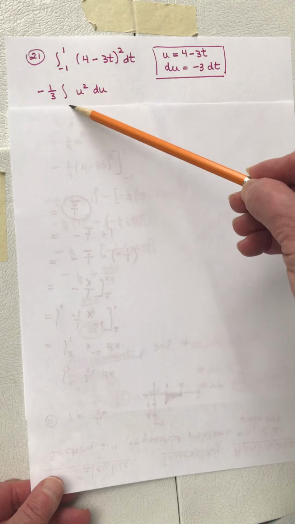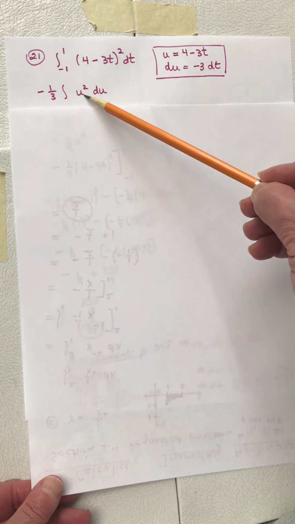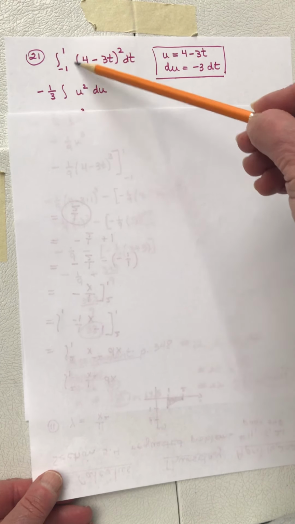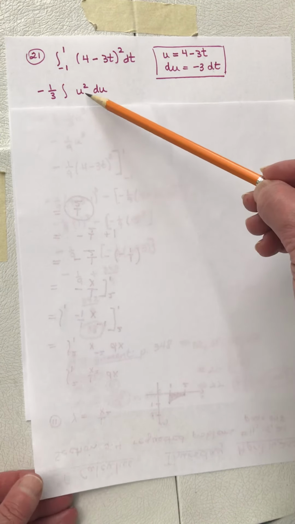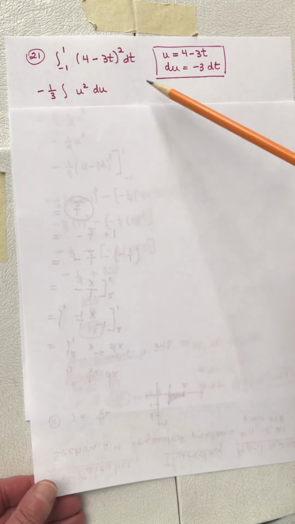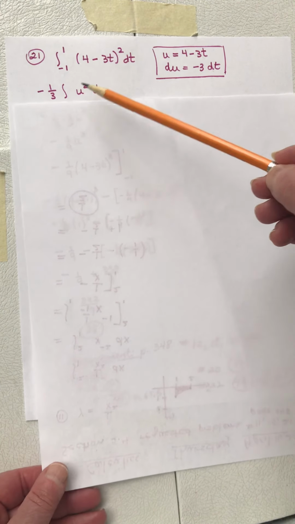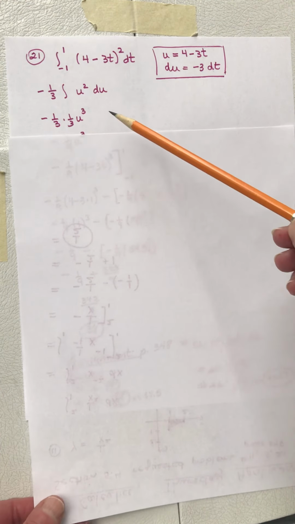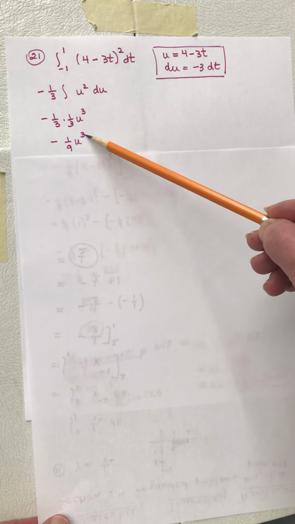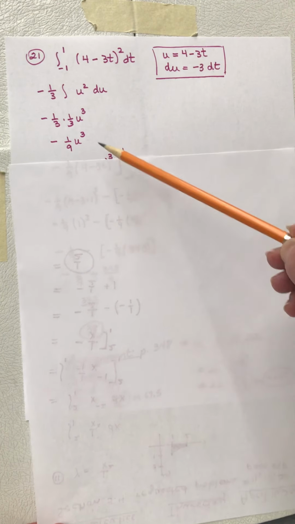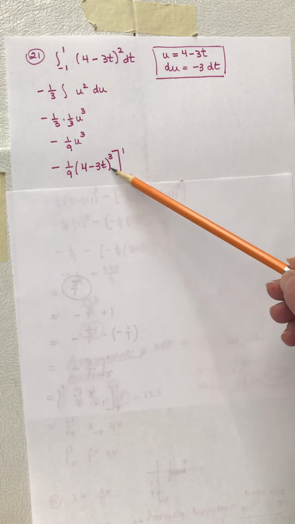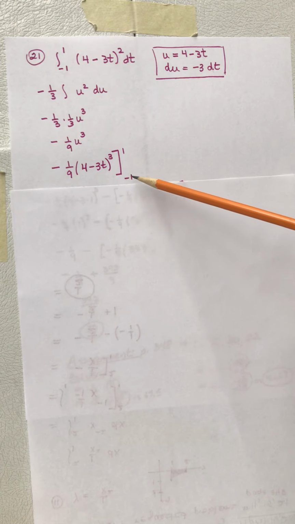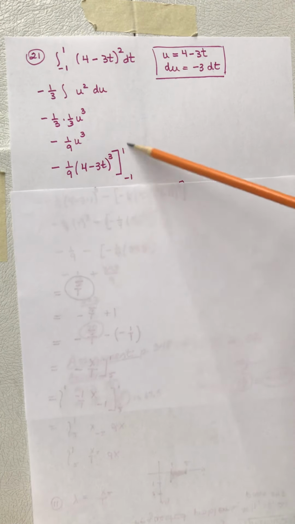And I didn't put any limits of integration, as I explained yesterday. When you have u's, the limits are not the original limits. So I'm going to wait until I put the t's back in at the end and then put these limits back in. So now I find the antiderivative of u squared. I know you all know that's 1/3 u cubed, times the negative 1/3 out front is negative 1/9 u cubed. Now I'll put the 4 minus 3t back in for the u. And now I'll put the original limits of integration back in my problem. From negative 1 to 1 is where we're going to evaluate it.